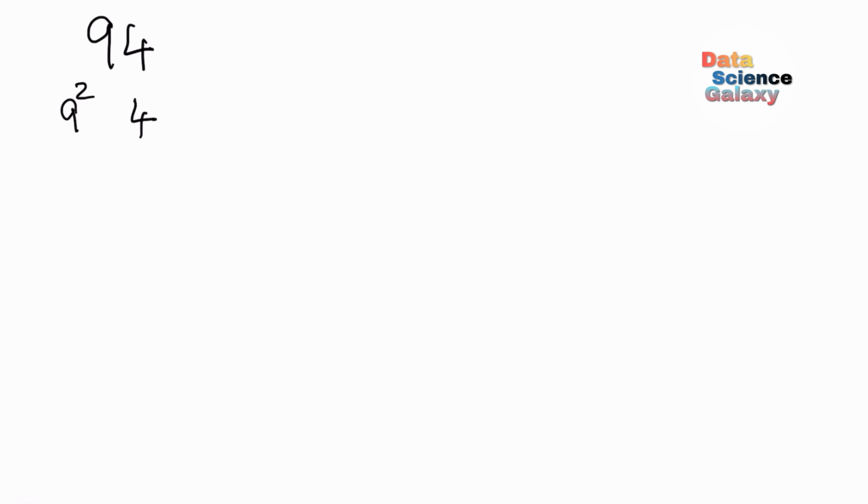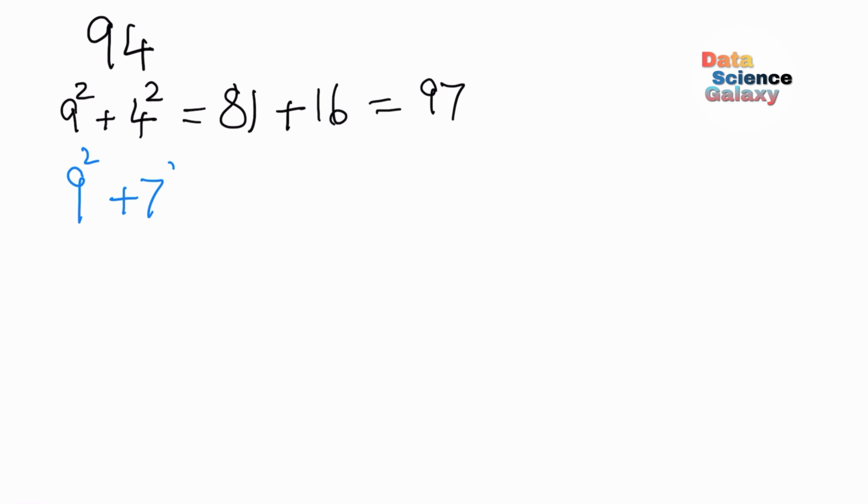If you square them and add them, you get 81, that is 9 square, plus 16, that is 4 square. So you get 97. Now we take 97, that is 9 square plus 7 square. So we get 81 plus 49, that is 130.